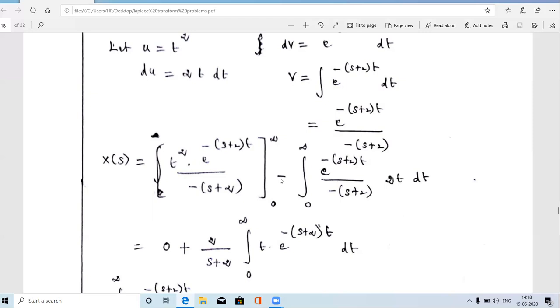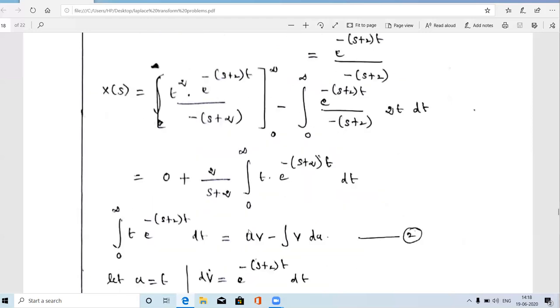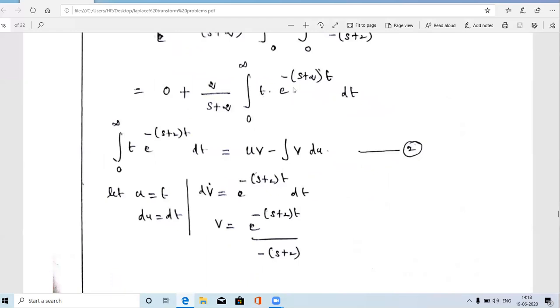Then, minus of 1 by minus (s plus 2), and here 2 is there. Minus of minus becomes plus. Taking 2 as common, divided by (s plus 2) as common, and taking these outside, the remaining term is the integration from 0 to infinity of t into e power minus (s plus 2)t dt. Again we have to solve this integration. Here too the t term is multiplied with e power minus (s plus 2)t, so once again we have to solve it using the u dv method.